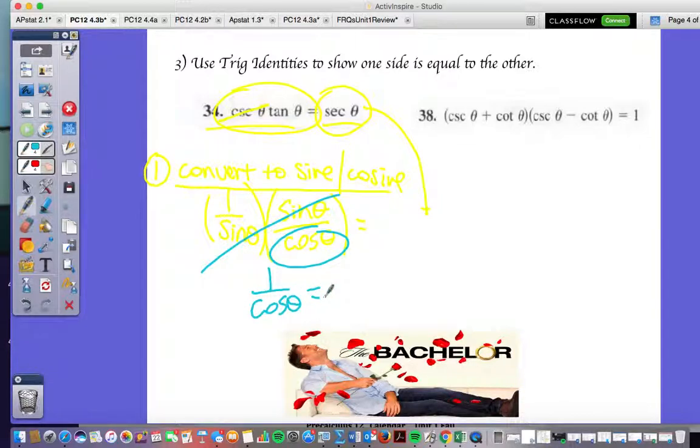And then once I get to where I feel like I've hit a brick wall, I take a peek at the right side to say, what was I getting it to again? And I recognize that 1 over cosine is, in fact, what? Secant of theta. Good, so we can put secant of theta, and that does equal this over here.